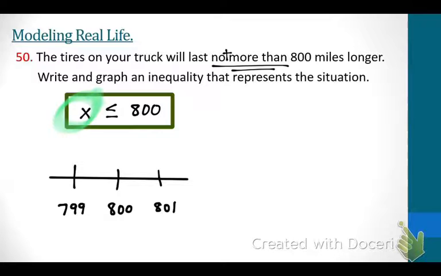Jeremiah, is this an open or a closed circle? It is closed because it could be exactly 800. Mason, are all solutions less than or are all solutions greater than 800? Less than, which means I have to go to the left.